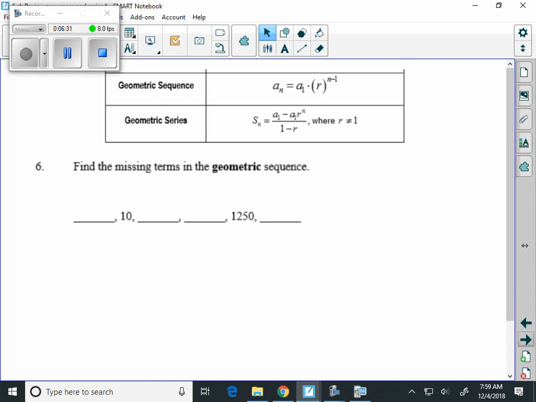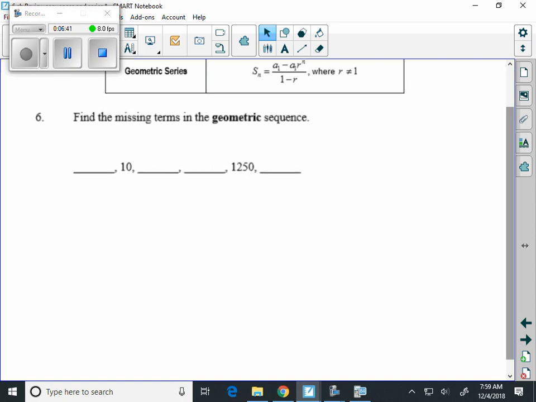Problem number 6. Find the missing terms in the geometric sequence. Well, like we did on the arithmetic, let's say that 10 is the first number that we know. So let's call that a sub 1. But we've got a blank and another blank. So this 1250 is a sub 4. Because 10 is the first, blank is the second, next blank is the third, 1250 is the fourth.